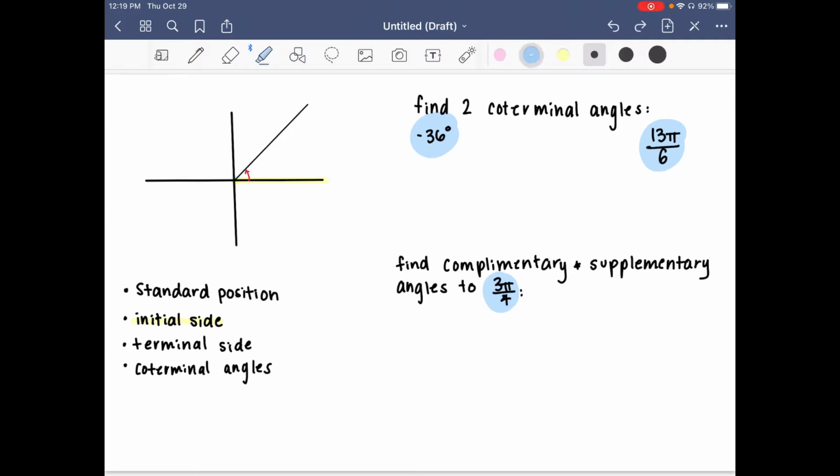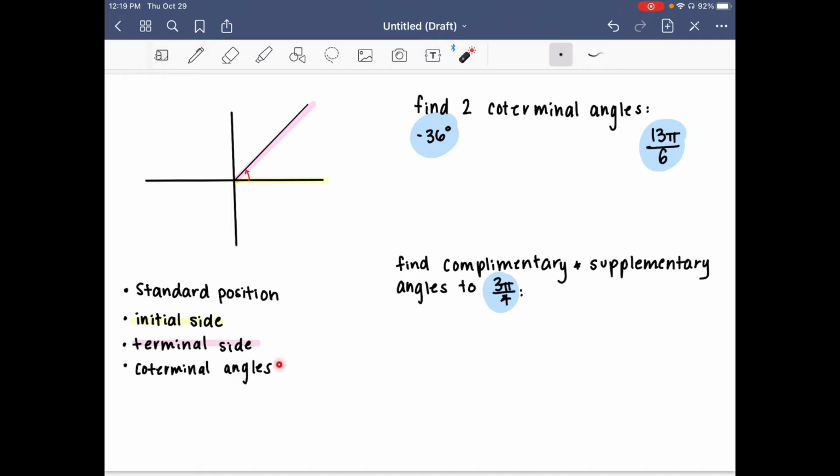Let's make that red. Okay, so our terminal side is where our angle ends. Let's say this angle looks about 45 degrees, right? If we went all the way to the y-axis, that would be 90 degrees, and this is about halfway, so it looks to be 45 degrees. So when we go in this direction, counterclockwise, we're going to get positive angle measures. If I start at the x-axis and go clockwise the other way, I'm going to get negative angle measures.